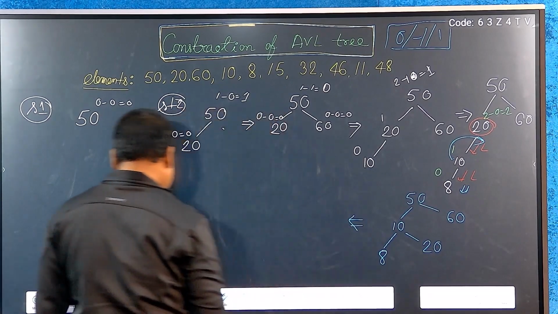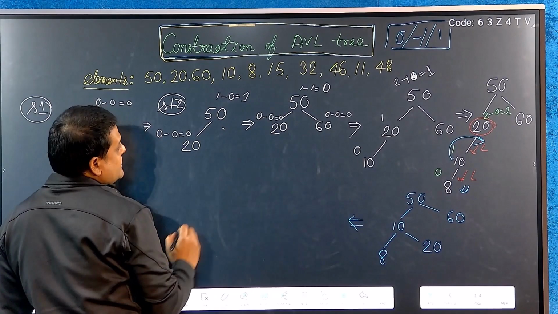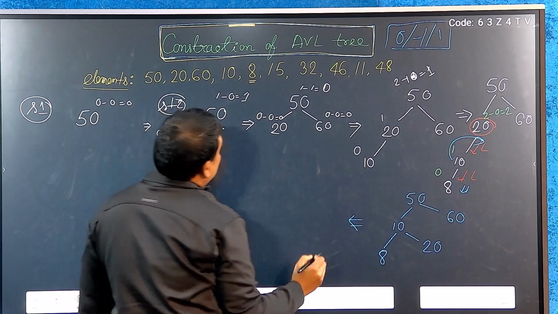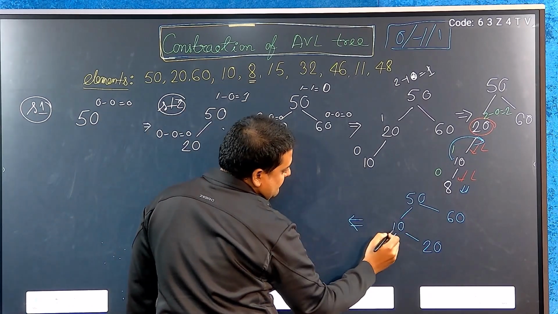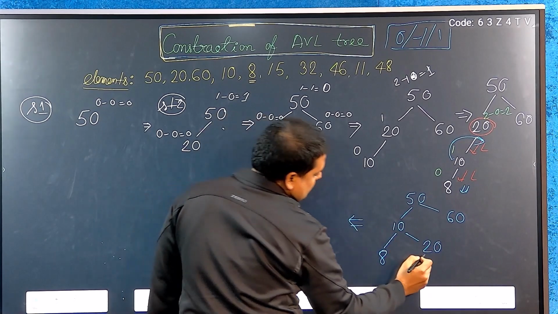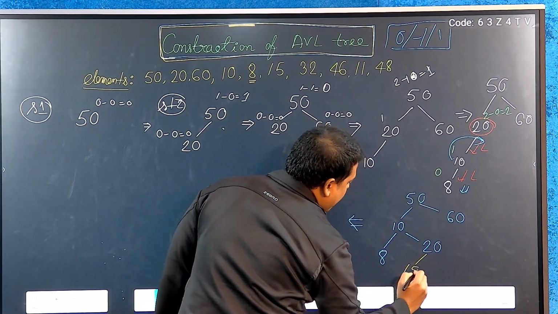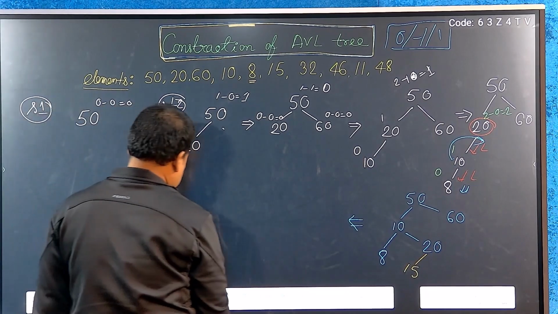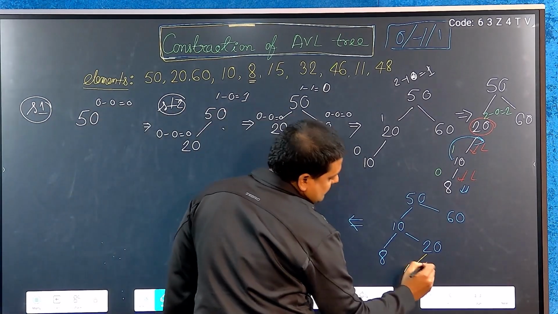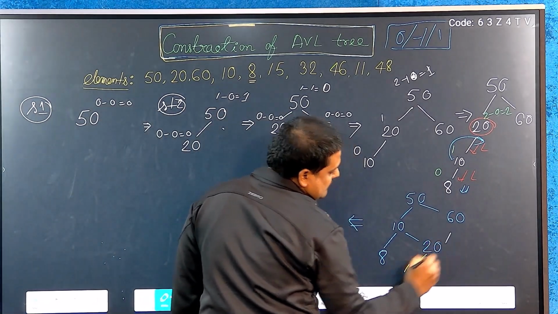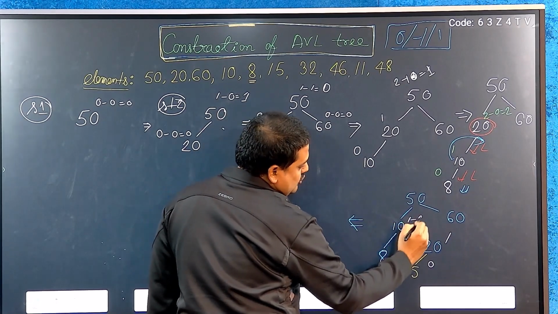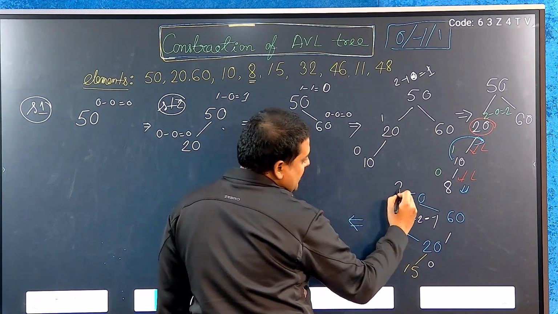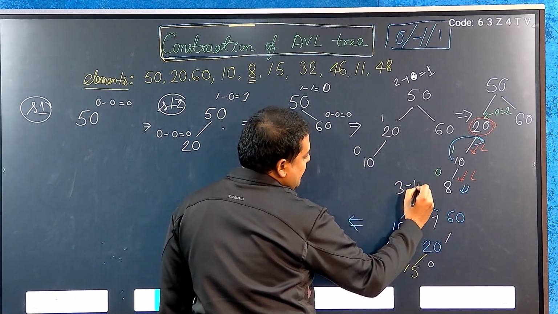Then what element is inserted? We will insert after 8, we have 15. 15 is less than 50 and greater than 10, so 15 is here. We will calculate the balance factor values. What are the balance factor values? From 15, this is 0, then 1 minus 0, this is 1, for this 1 minus 2, this is minus 1, and for this side it is 3, so 1 minus 3, that is minus 2.